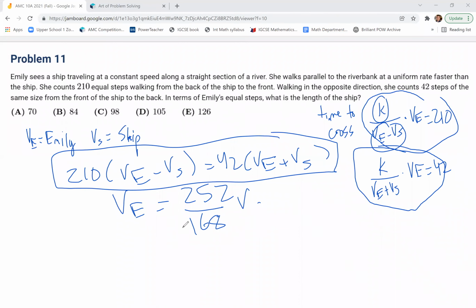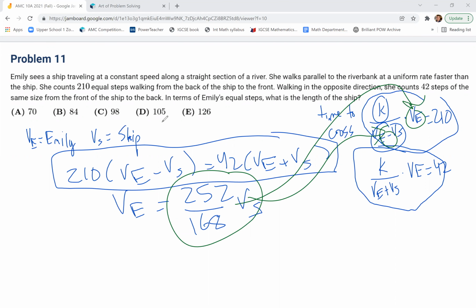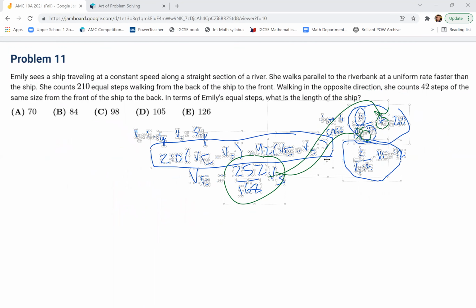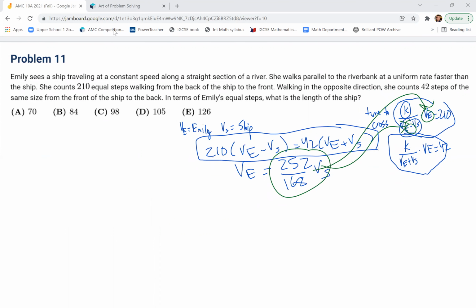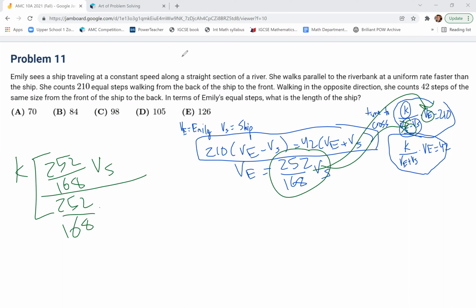Right, by substituting that into the top equation, this one, right? So essentially taking this and plugging it into VE and VE, so here and here, you end up getting an equation. I'm going to make everything a little bit smaller again, just because there's really not a ton of room here. So if we do that, then we get the following equation. We get K times 252 over 168 VS over 252 over 168 VS minus VS equals 210.